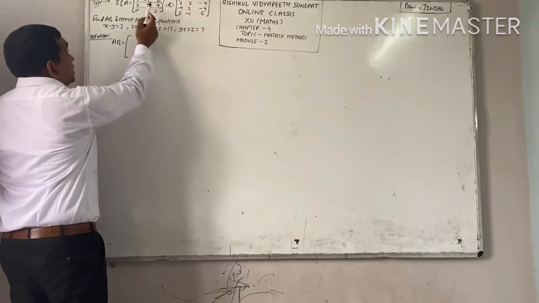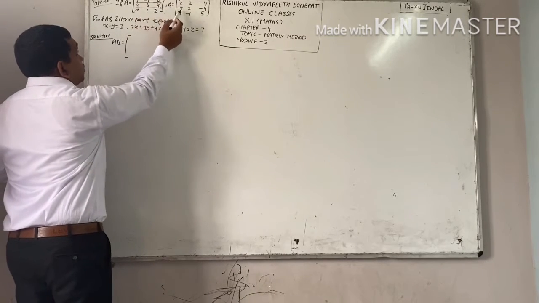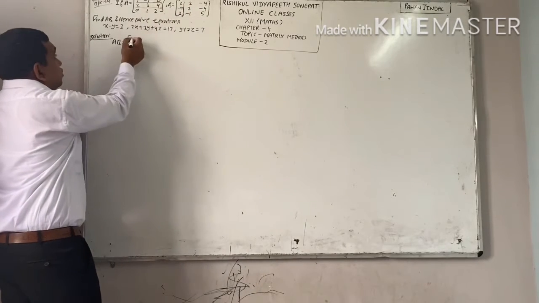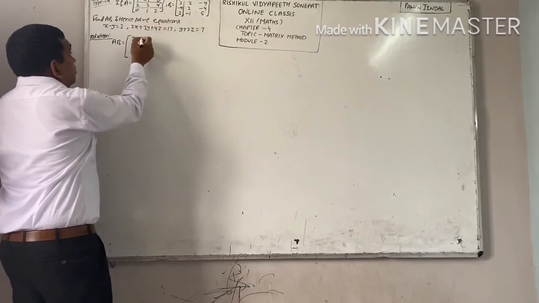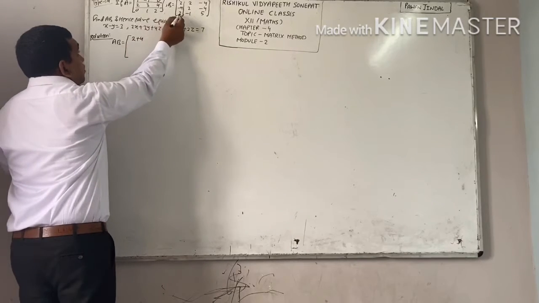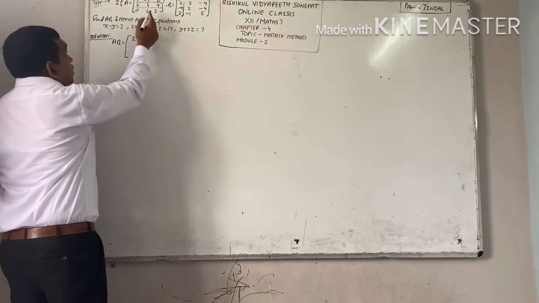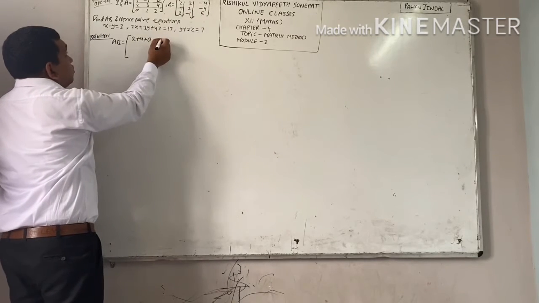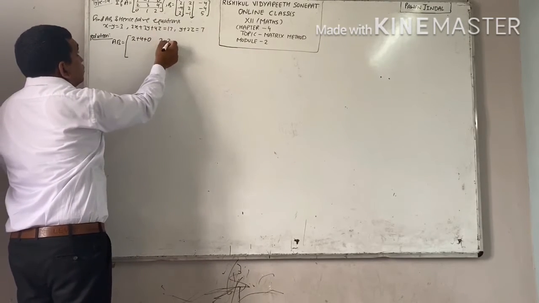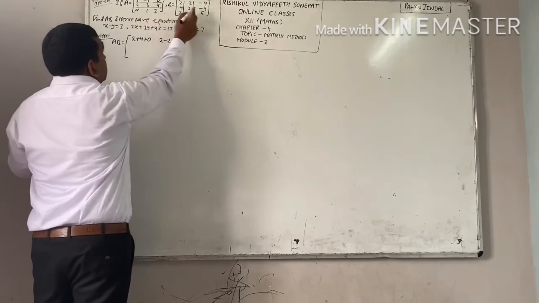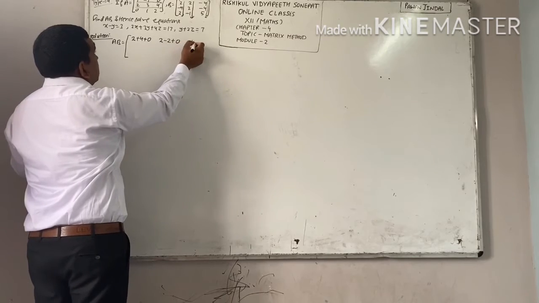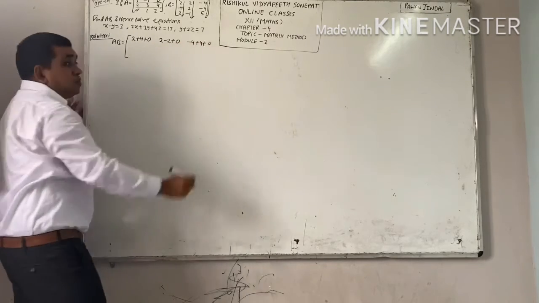Multiplying matrices A and B. Multiply first row with first column. See what you get. This is your 2 plus 4 plus 0. Now multiply first row with second column. This is your 2 minus 2 plus 0. Now with the third column you will get minus 4 plus 4 plus 0.